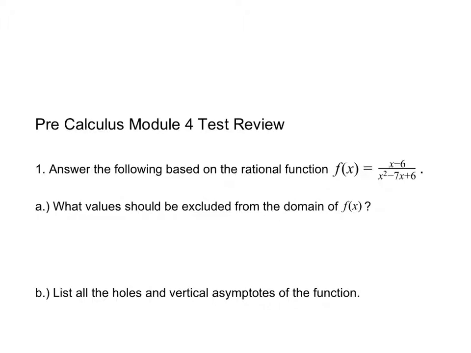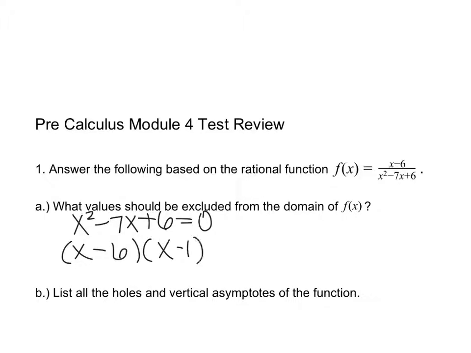So in order to figure out what values should be excluded from the domain, we find when the denominator equals 0. So we want to find when x squared minus 7x plus 6 is going to equal 0. So if we factor, we look for the numbers that multiply to 6 but add to negative 7, which would be negative 6 and negative 1. So it factors as x minus 6 times x minus 1. So for our domain, x cannot equal 1 or 6, since those values would make it 0.